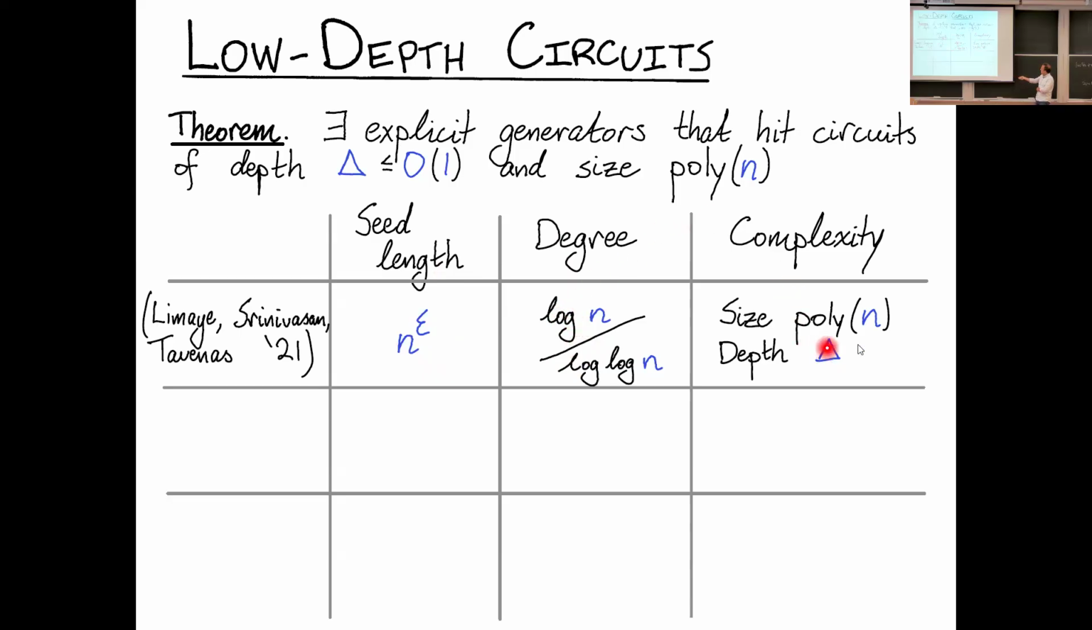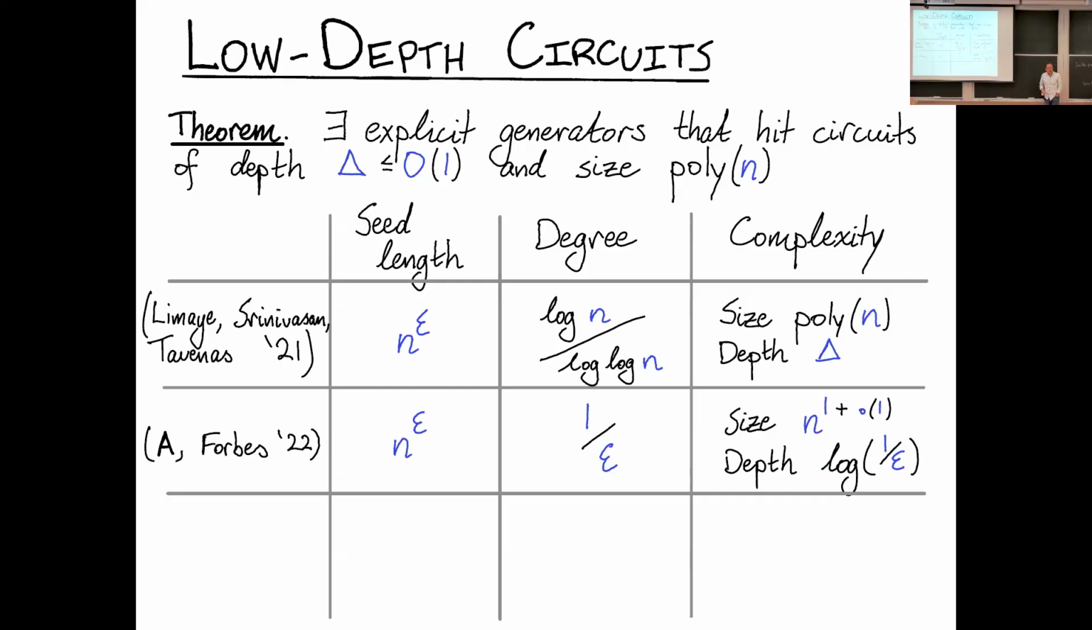But what I want to point out is the complexity of this generator. If you want to hit circuits of depth delta and polynomial size, you're paying about the same complexity in the generator itself. The generator will be computable by circuits of polynomial size and depth delta, but you can't really do too much better than that. For experts in the room, it's a reconstructive generator, so you're not going to get complexity too much lower than the circuits you're hitting. So this is a really nice work.